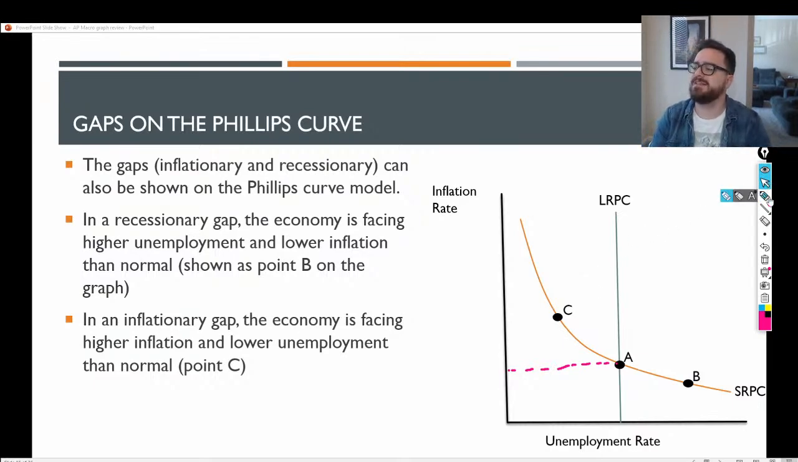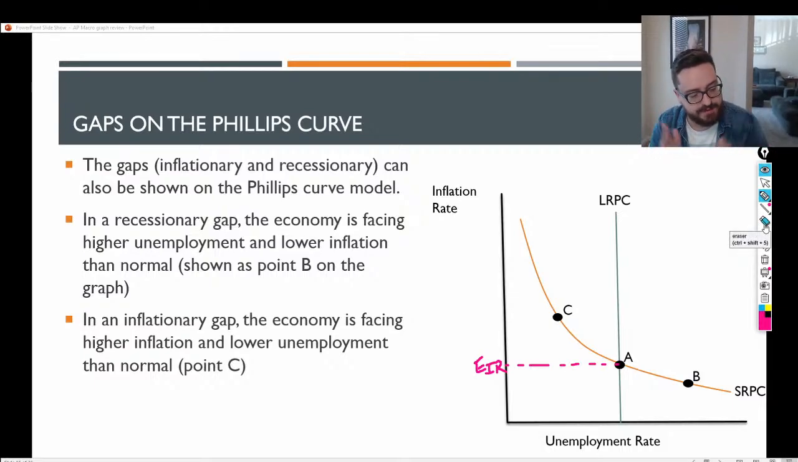If they tell you the words "the expected inflation rate is this," they are referring to the inflation rate at equilibrium. Whenever you're at long-run equilibrium, this is the expected inflation rate, because that's assuming your economy is going well. It's expected because if everything else is going great, your inflation should be here. But what if it's not? Uh-oh.